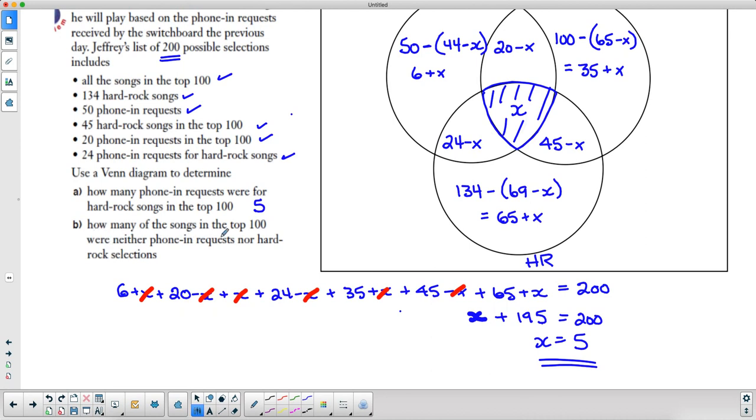Part B says, how many of the songs in the top 100 were neither phone-in requests nor hard rock selections? So that's asking us to evaluate this thing in here. And since I know X is 5, then that's just going to be 40. And there we have it.